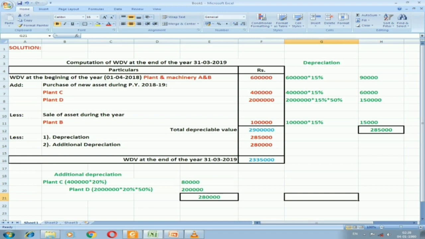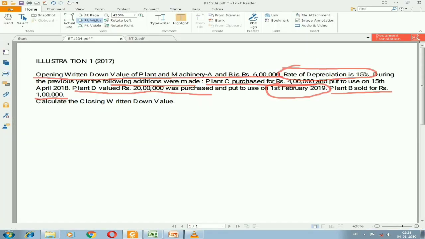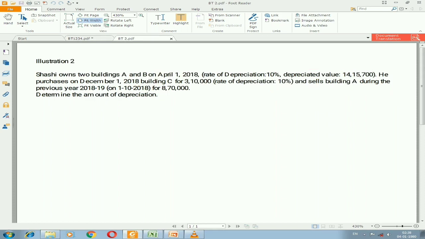One thing I can say is that we all know Gandhi Jayanti, that is 2nd October. So remember, if the asset is used after Gandhi Jayanti, then it will definitely be less than 180 days. In the problem you can see plant D is used from 1st February 2019, which is after 2nd October 2018, so it will definitely be less than 180 days. You can remember this key hint and easily find out whether it is less than or more than 180. For plant C, which is in April 2018, no worries, it will definitely be more than 180 days. But for plant D, used from 1st February 2019, definitely it will be less than 180 days. That is the reason in both cases, depreciation as well as additional depreciation, I have taken half of the rate.